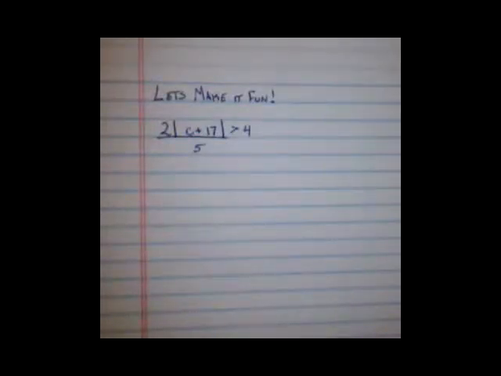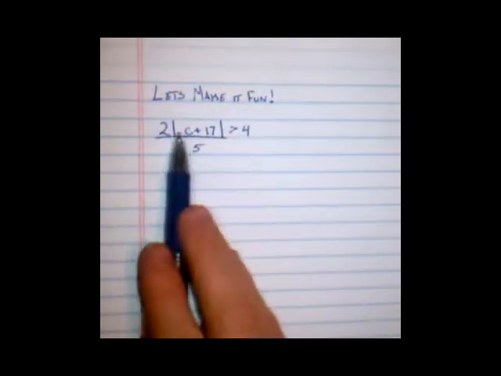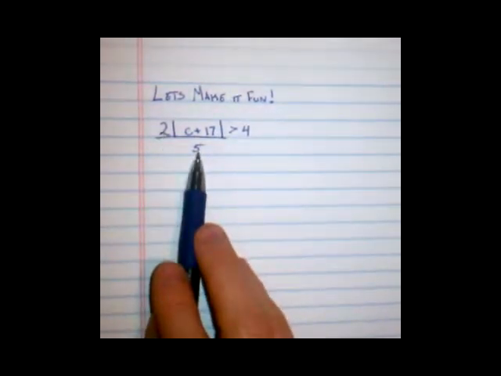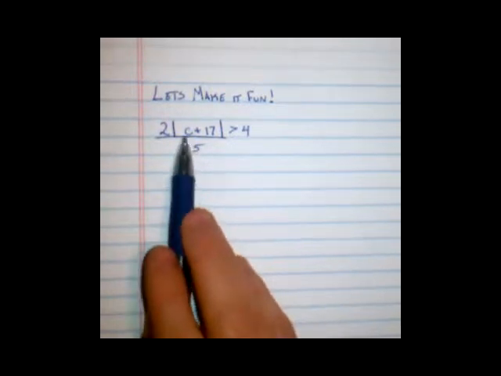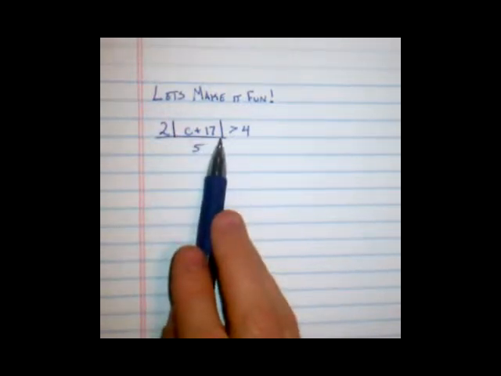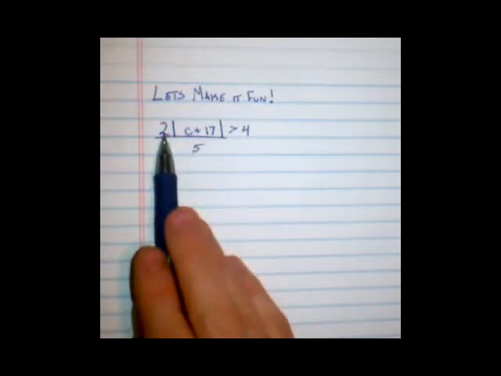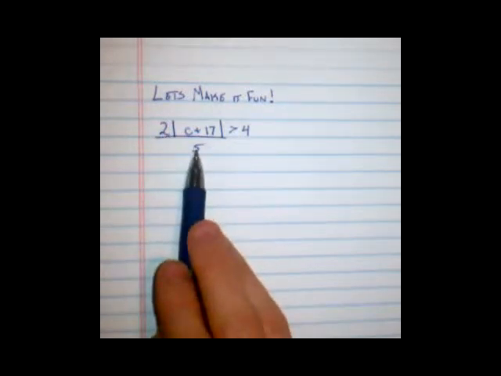All right, let's try to spice things up a little bit. Instead of just adding stuff inside of the absolute values, what if I put more than one piece outside? Honestly, there's not a lot I could do to complicate this. Remember, you have to get the absolute value part by itself. I got to get rid of this 2, got to get rid of this 5.